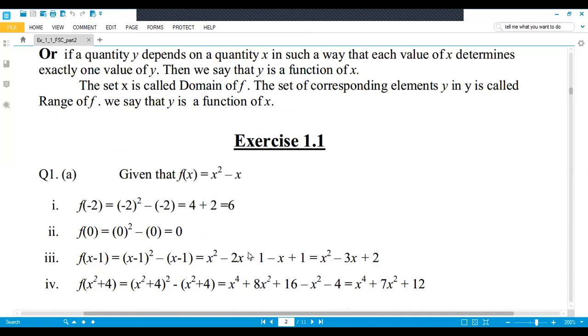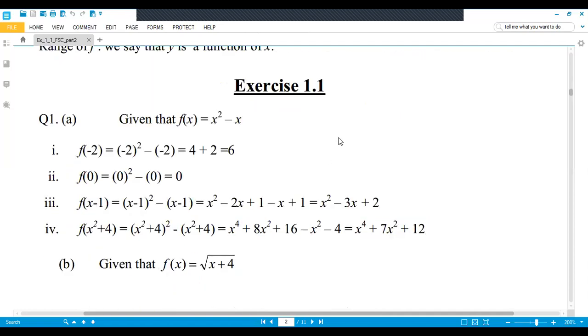Now come to the exercise. If you look at the exercise, the first question has two parts, A and B, and for each part you have to check these four functions. So when you watch the lecture, you must keep your book open with you.